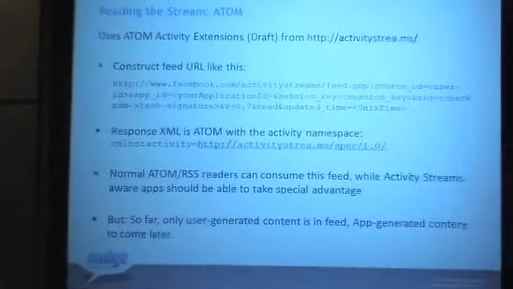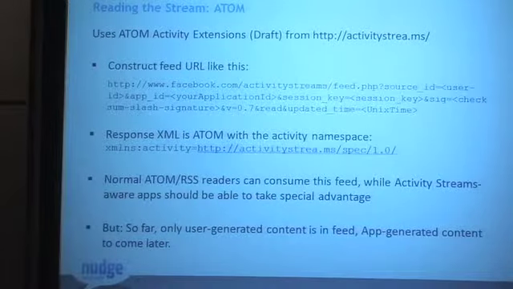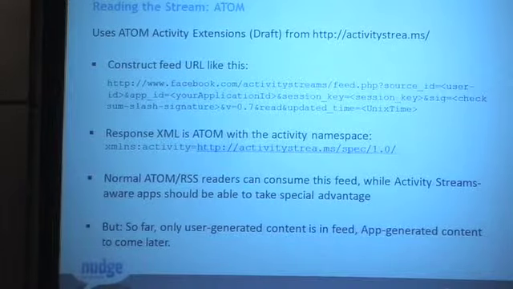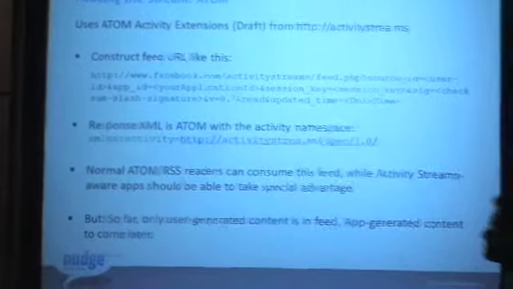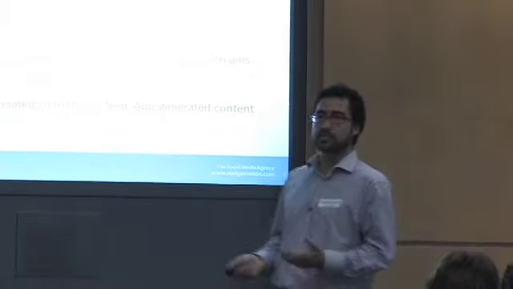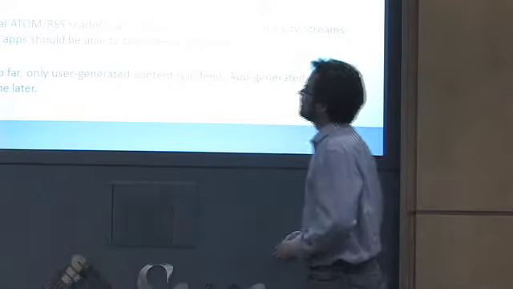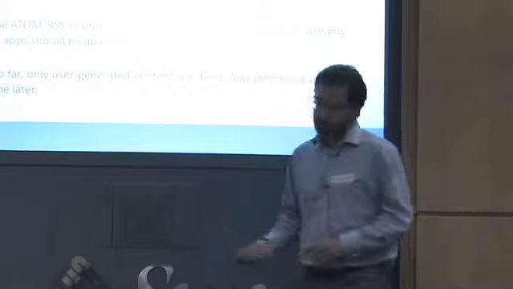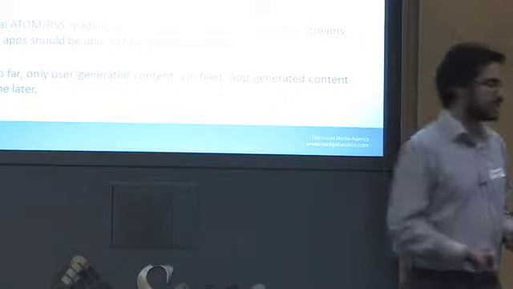The cool thing about this is that traditional RSS readers can use this feed and display it in a mostly sensible fashion. You won't get to use any of the extra activity stream stuff, but if you just want to plug something into an RSS reader, or you've got legacy RSS code, you're halfway there. So far, the only content in this Atom feed is user-generated. There's no app-generated content yet, but that will be coming.